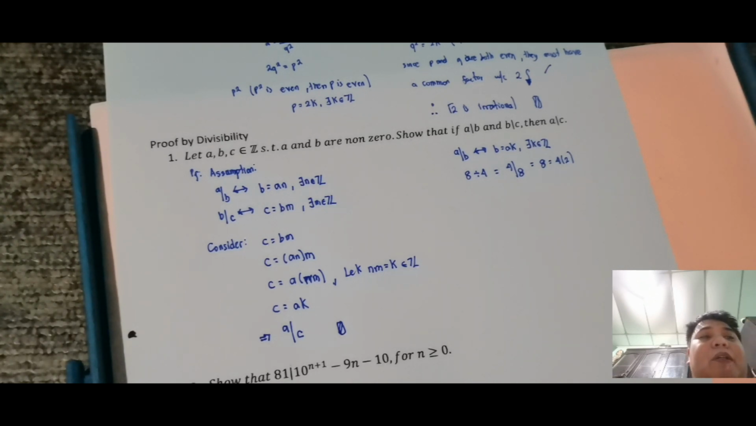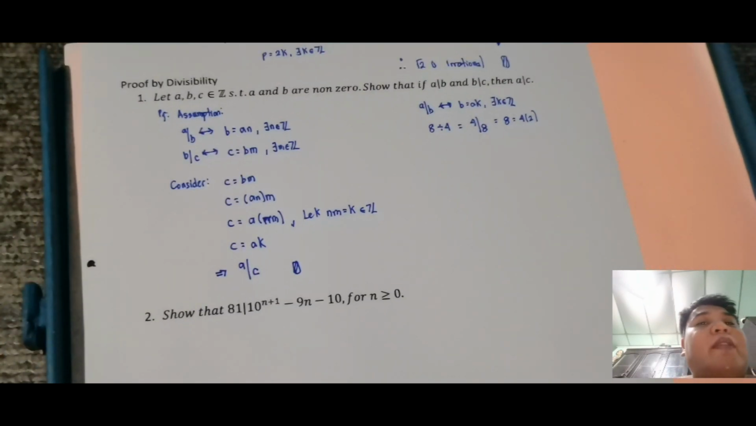Medyo madali siya. Ngayon try natin haluan natin siya ng induction. So ito pa yung another, possible kasi na naghahalo-halo siya. May divisibility siya, gumagamit ka ng idea ng divisibility, plus ginagamit mo yung proving ng mathematical induction. Proceed tayo sa number 2. Itong number 2: show that 81 divides 10 raised to n plus 1 minus 9n minus 10 for n is greater than or equal to 0.